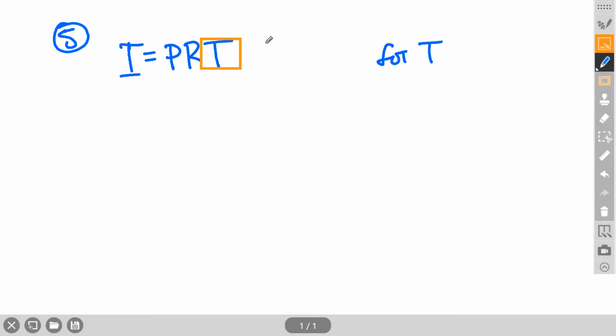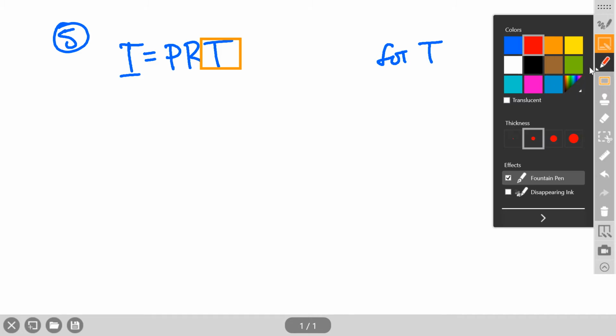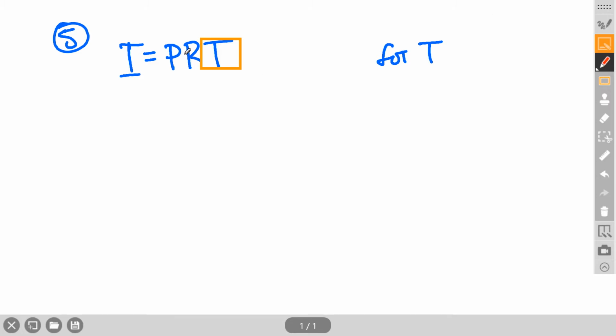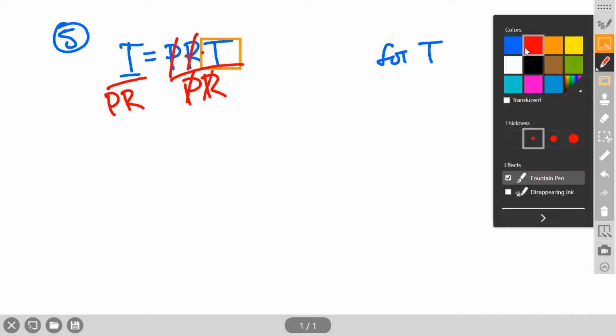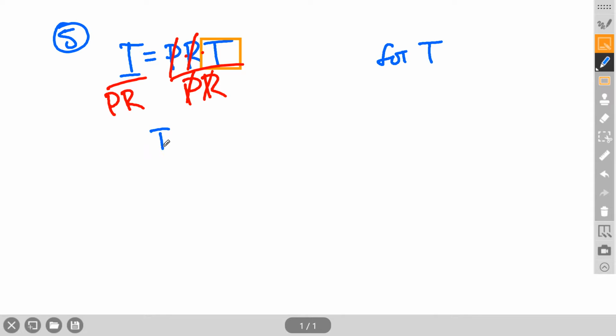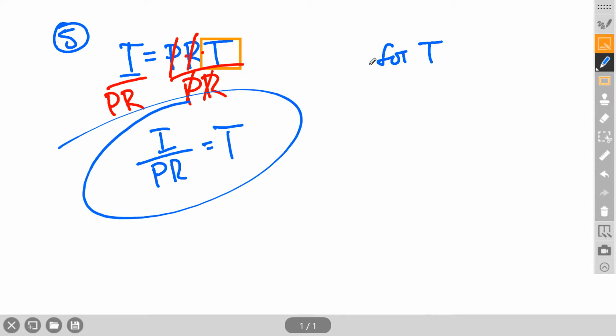So I know that I'm only going to be doing division here, because these are all together in one term. So I just need to divide by what I would like to get rid of here. I would like to get rid of the P, I would like to get rid of the R. So I'm going to divide both sides by the P and the R. And that's going to get rid of the P, it's going to get rid of the R. So I end up with I over PR is equal to T. This is now solved for T because T is alone on the right-hand side.